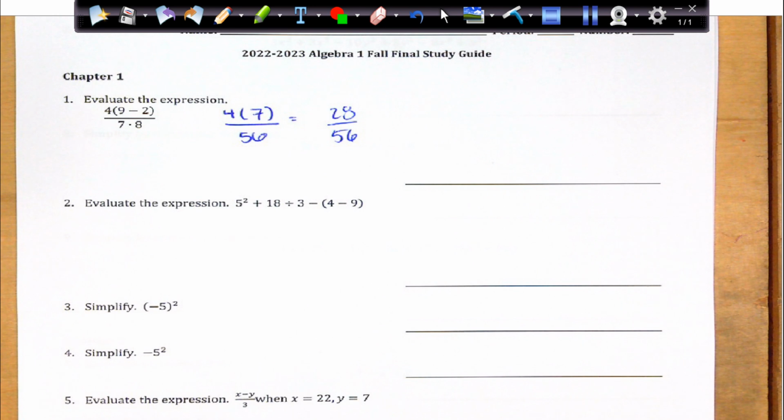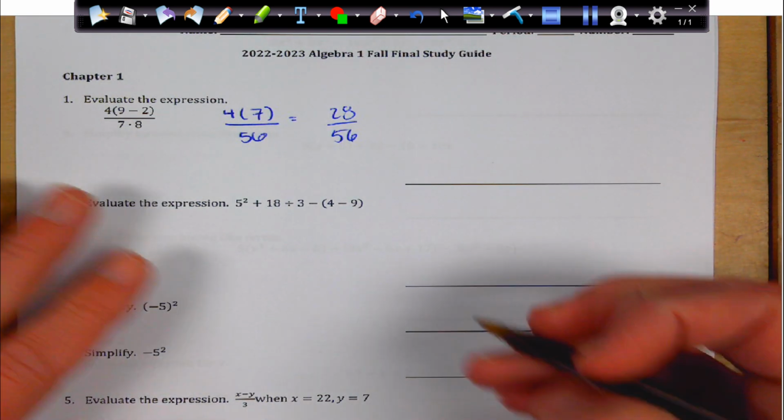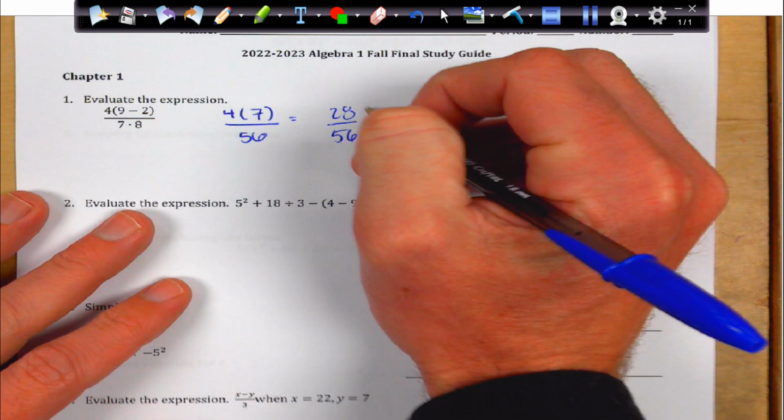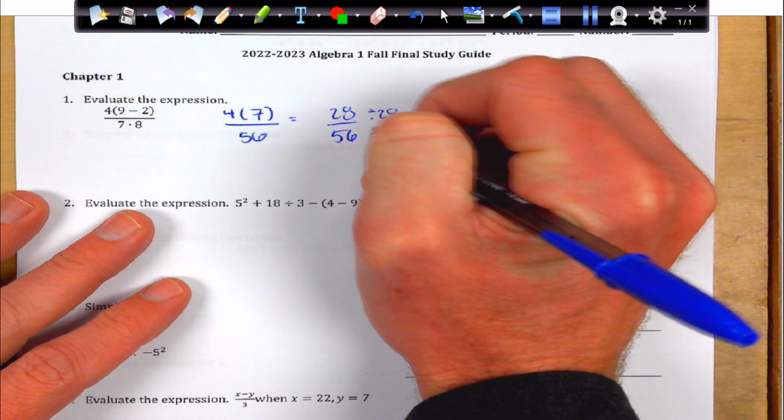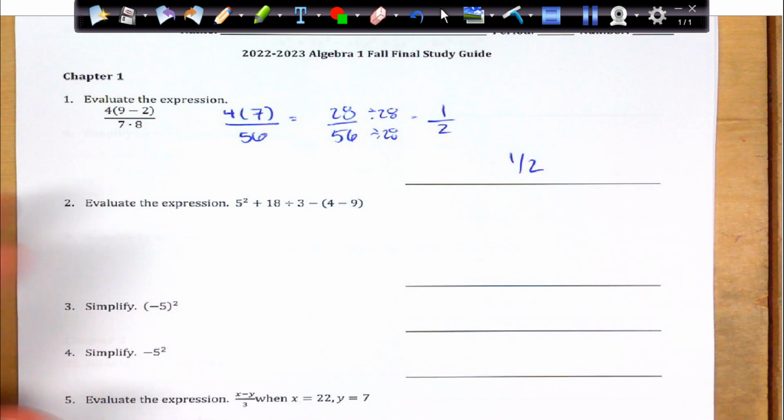Then you just want to evaluate that by reducing, and so you want to see what number goes into both. You can also divide in your calculator, and this would actually be 28 goes in both of these, so you can divide by 28, and that becomes 1 over 2, or 1 half.